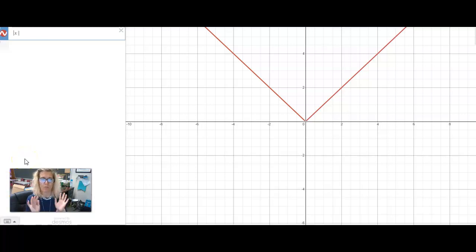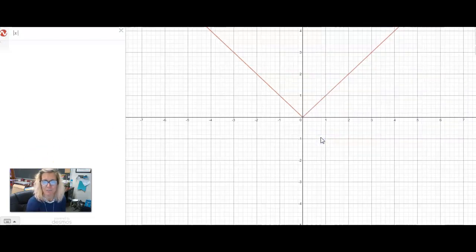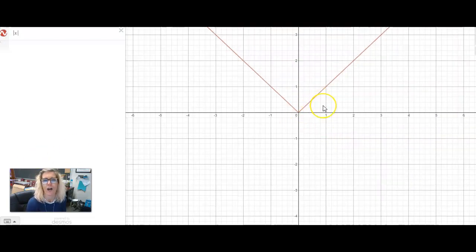Hey guys, very quickly about the parent function for the absolute value function. Right here you can see this is the parent function. It goes through the origin, and if I did zoom in on this, notice you have your pattern of 1, positive 1, negative 1, positive 1, because remember absolute value cannot have a negative number.